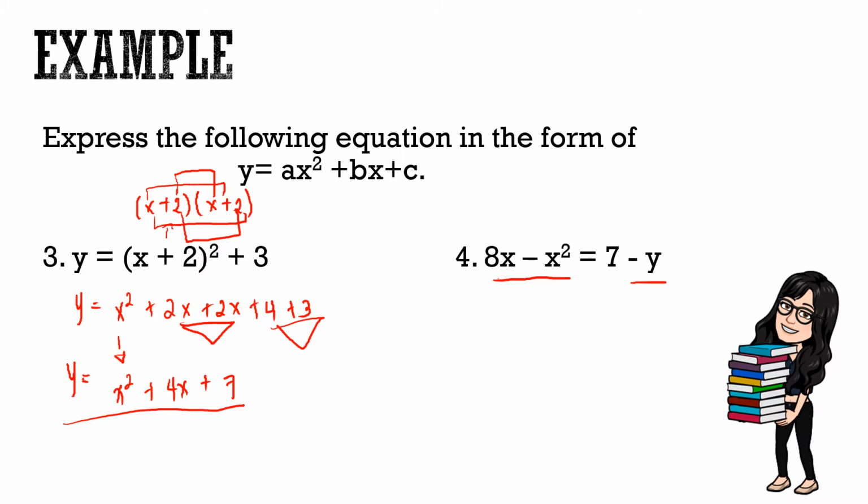Therefore, moving negative y to the other side of the equation will become positive y equals, moving negative x squared to the other side of the equation will become positive x squared. Moving positive 8x to the other side of the equation will become negative 8x, and just simply copy 7. Remember that the first term should be the quadratic term, followed by the linear term, and the last term should be the constant term. Therefore, our equation is y equals x squared minus 8x plus 7.